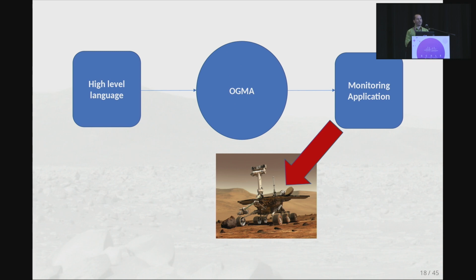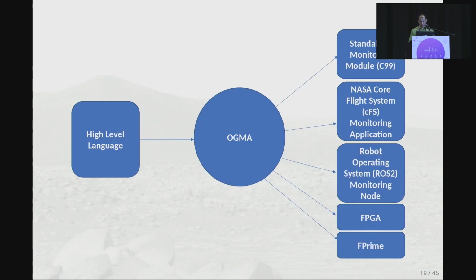So Ogma takes a high-level spec, which could be in Copilot, but it could be in many other languages that we support, and it gives you the monitoring application. So instead of having to define the temperature and the handler and then call the step function, it tries to make it easier for you to integrate all of this into your actual target platform. And we support a bunch. Apart from the standalone C module at the top, we can also give you code that is ready to run on NASA's core flight system.